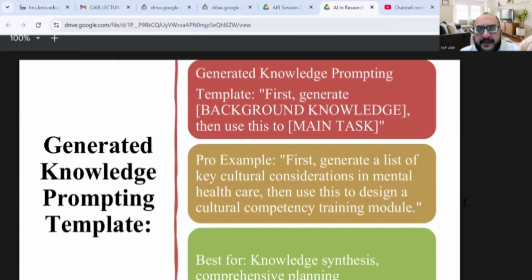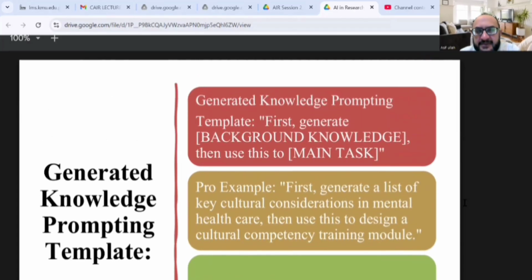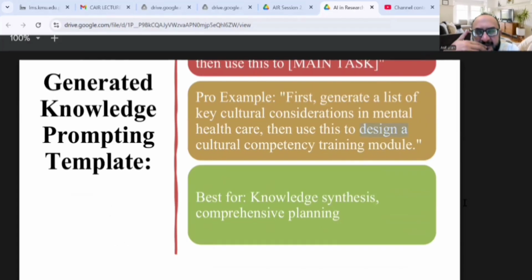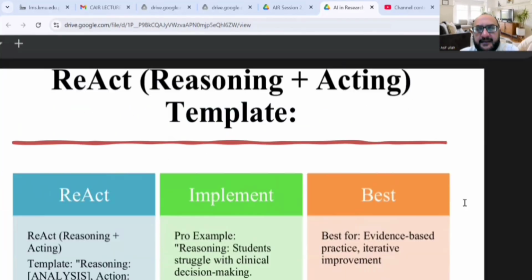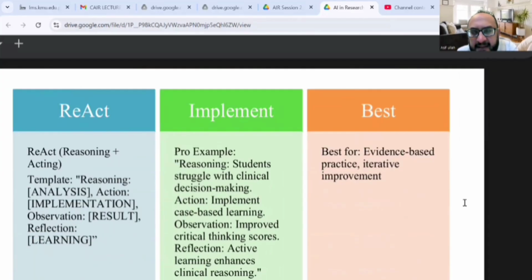The generated knowledge prompting template is to first generate background knowledge, then use it to complete tasks. It is used best for knowledge synthesis and comprehensive planning. For example, first generate a list of key cultural considerations in mental health care, then use this to design a cultural competency training module. Another template is ReAct, reasoning and acting, best for evidence-based practice and iterative improvement.